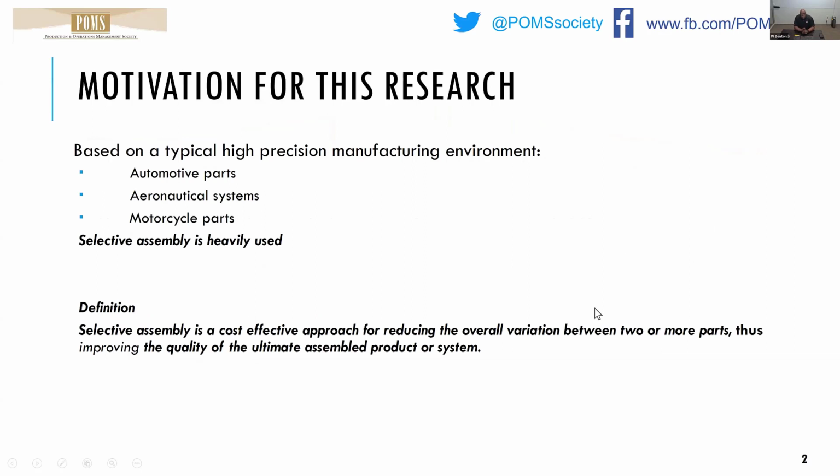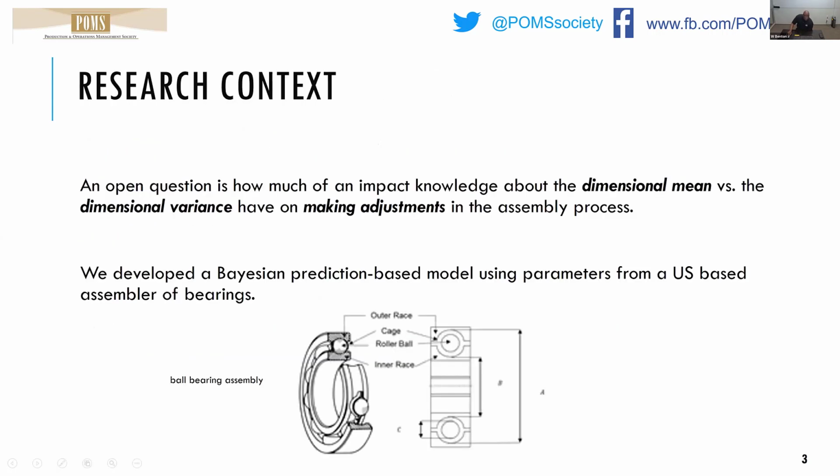The motivation for the research was based on a typical high-precision manufacturing environment, such as the automotive parts environment, the aeronautical systems environment, and also motorcycle parts. Selective assembly is heavily used in many manufacturing environments. Selective assembly is a cost-effective approach for reducing the overall variation between two or more parts, thus improving the quality of the ultimate assembled product or system that's being produced.